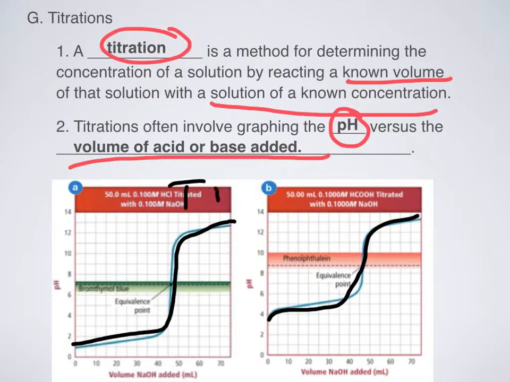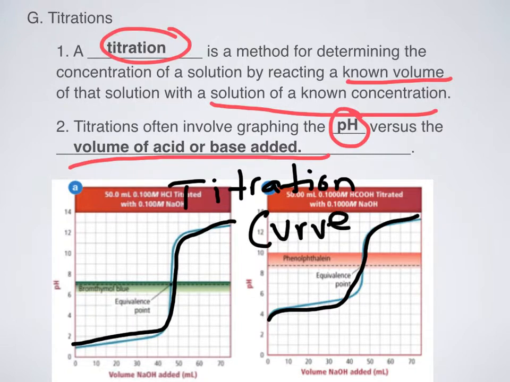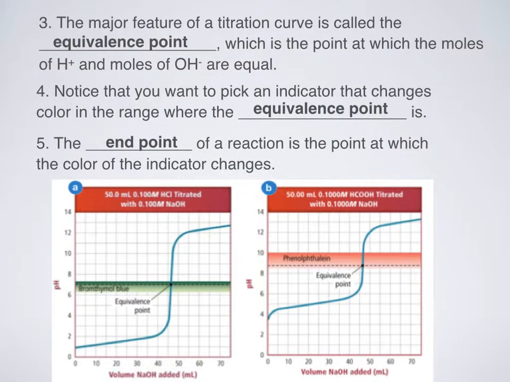These right here are what we call titration curves. And it's something that is probably, again, ubiquitous with acid-base chemistry. It's something that always shows up. So what are the major features of a titration curve? Well, the first key feature is called the equivalence point, and it's the point at which the moles of H+ and OH- are equal.